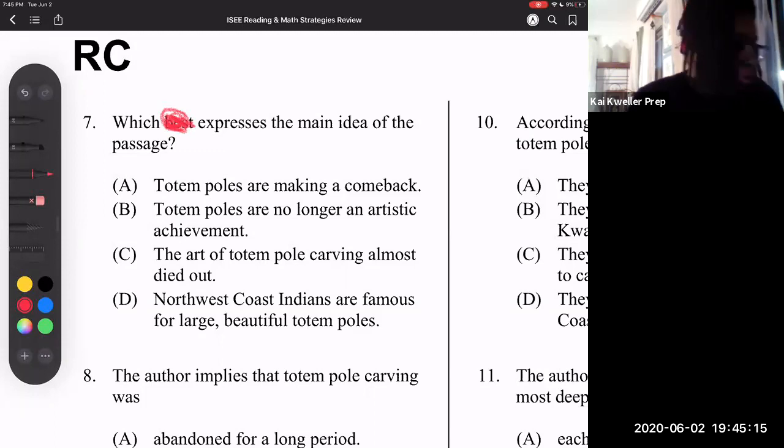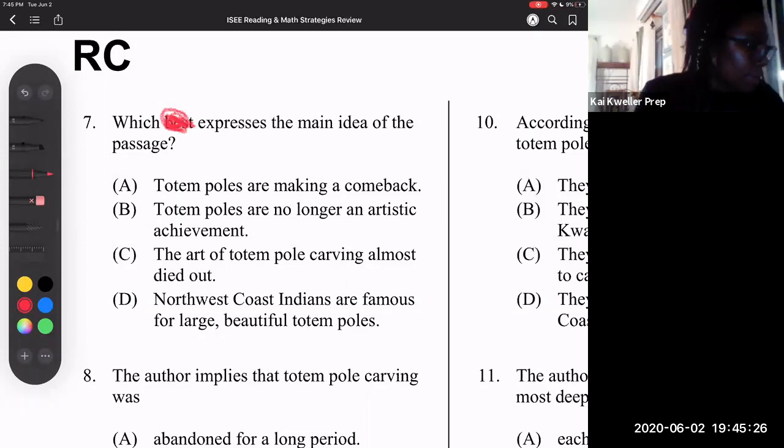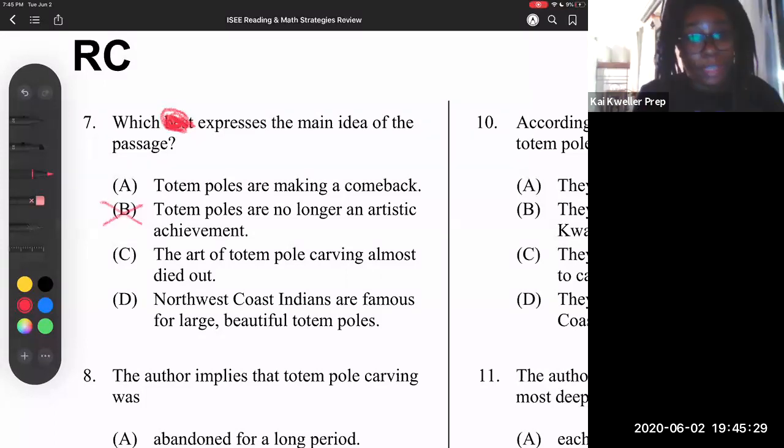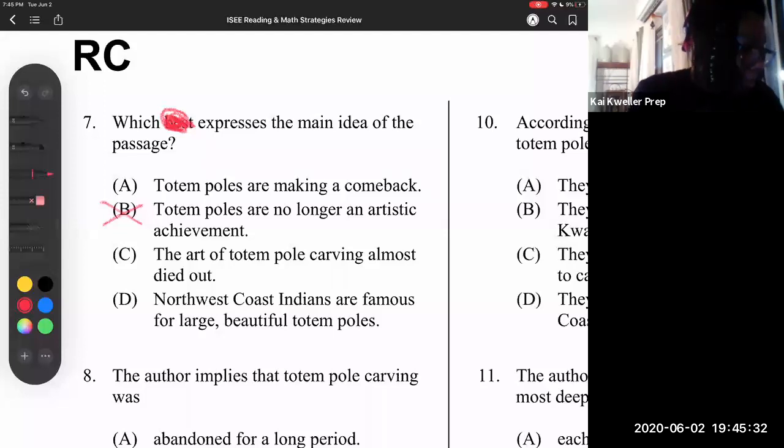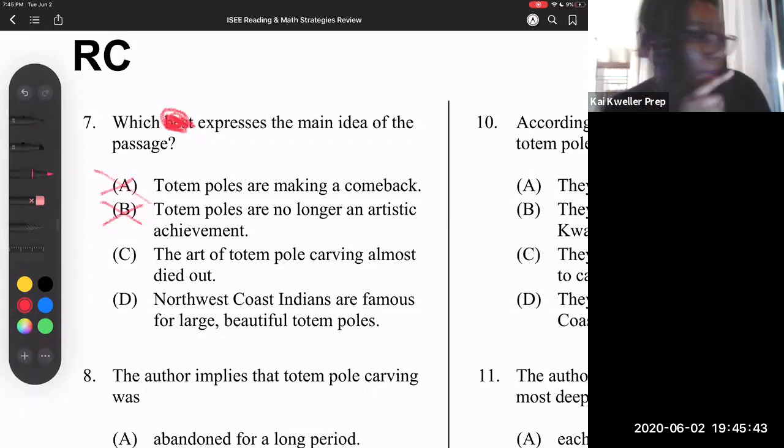The main idea is that totem poles are making a comeback? Well, no, we might have mentioned it, but that wasn't the sole purpose of the entire passage. Totem poles are no longer an artistic achievement. Not only is that rude, but it is not true either, and it's not mentioned anywhere in the passage. So it's a no-go. The art of totem pole carving almost died out. Again, now here's the thing. Sometimes they'll mention it in the passage, but it's not right because the main idea is something that is mentioned throughout the passage. They don't talk about totem pole carving dying out throughout the entire passage. Therefore, it's not the answer.